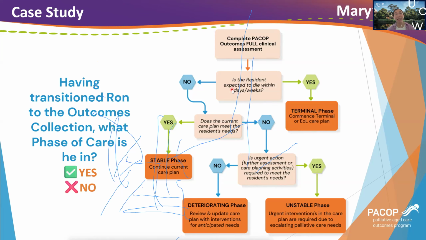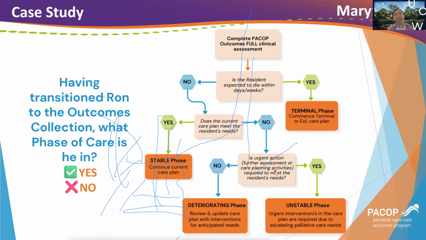Let's assume I'll say no to this for now. So I'll jump to no. Then we ask about the care plan. Is the current care plan meeting his needs? Is it yes or a no? Going back to his symptom issues, he does have issues that need to be met, and his carer is somewhat distressed. So we need to address that. So I'll say no for now, but is urgent action required?